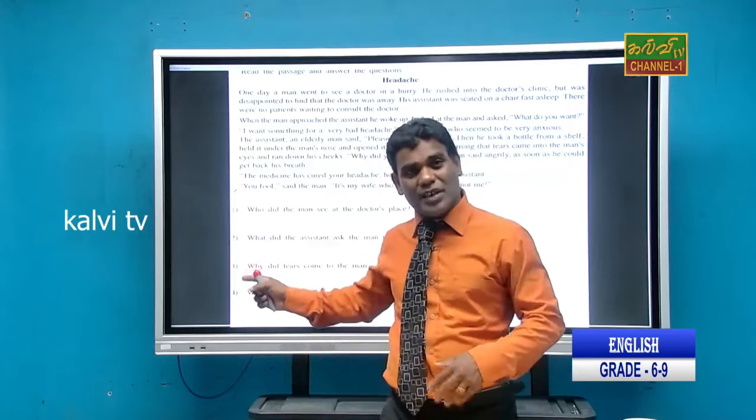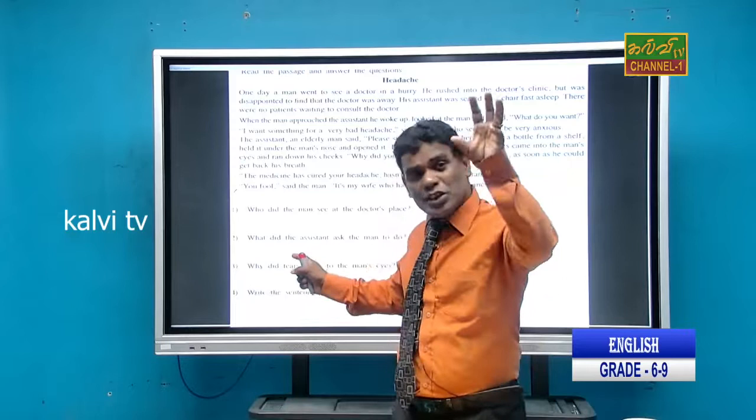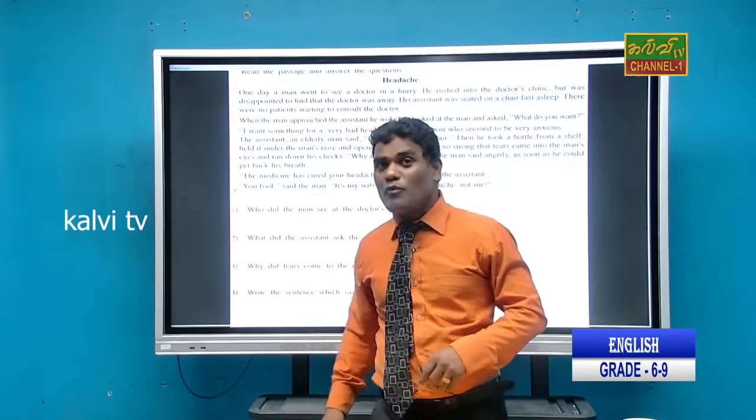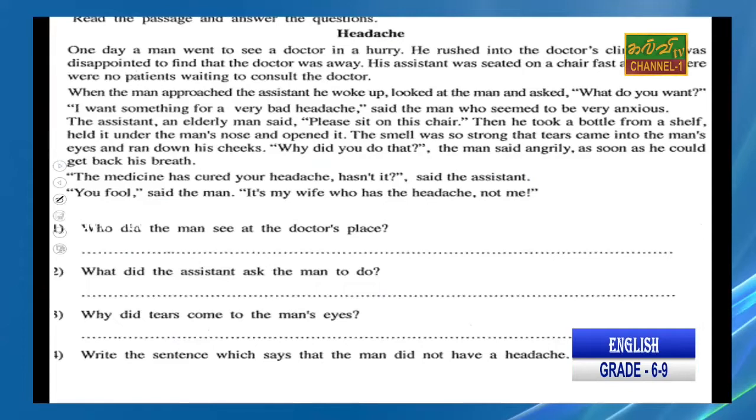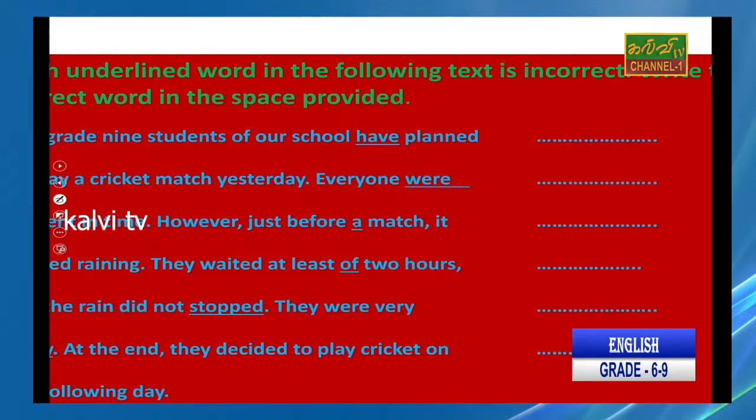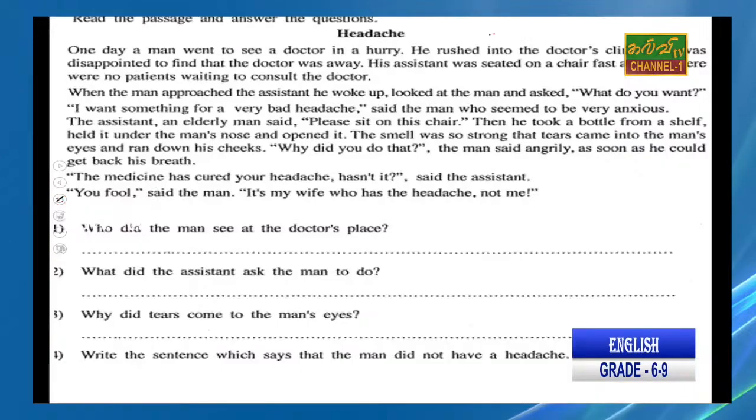This question appeared in your first part, yes. I would like to give the question. This is your homework. Now you see here, read the passage and answer the question. This is a very significant passage, dear students. You want the heading of the text, headache. Yes, headache. And then they have given a small text. After that, you want to read the question and answer the question. The questions are waiting for you.